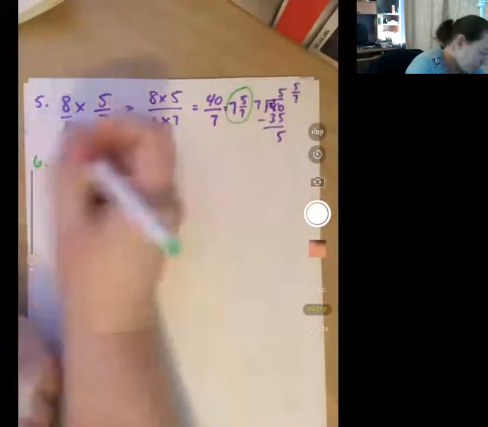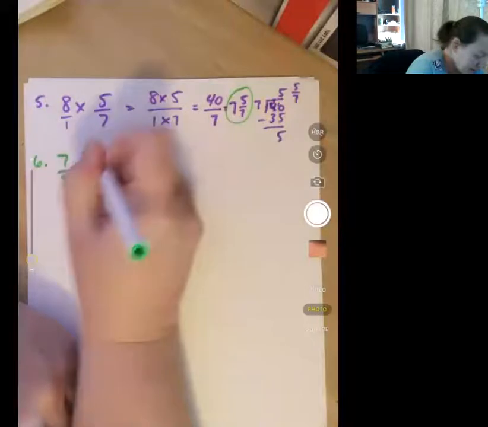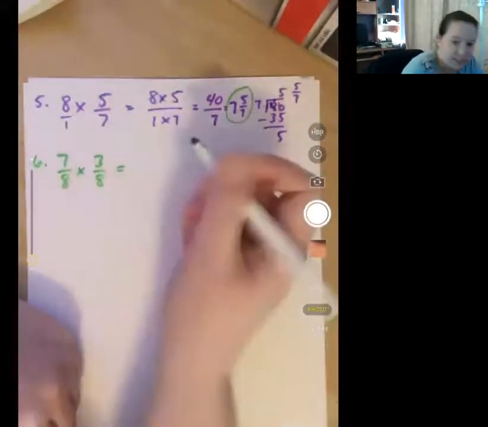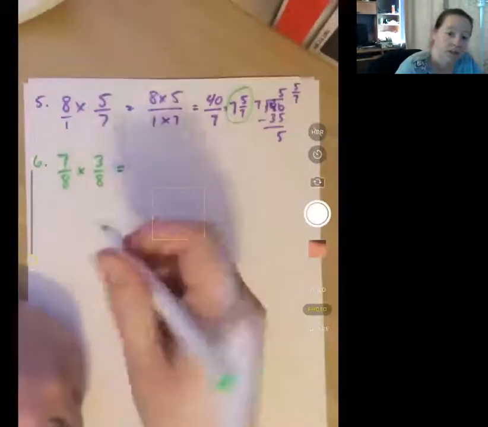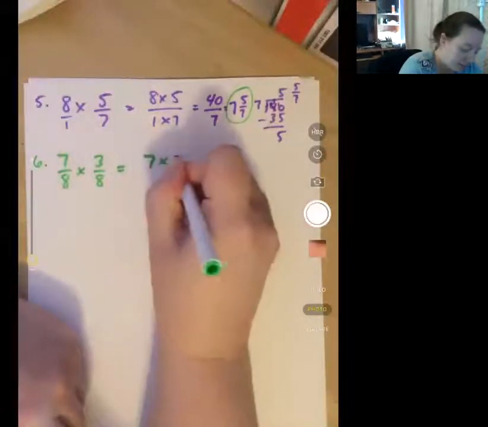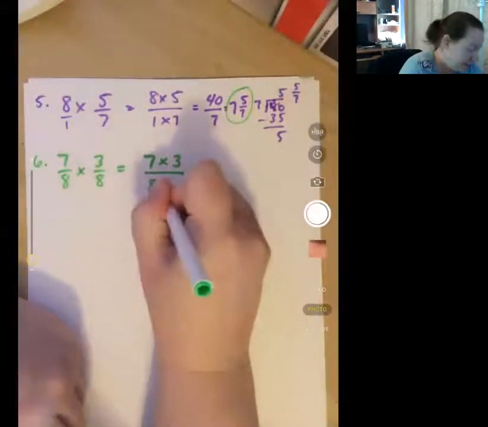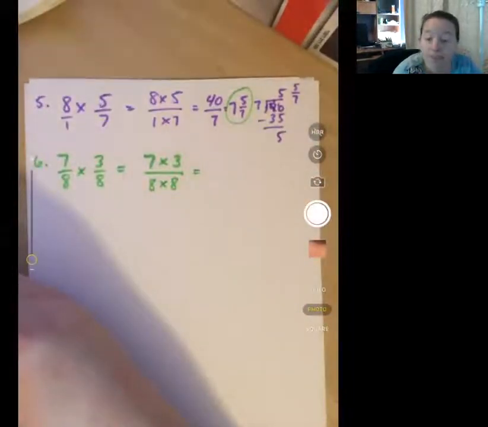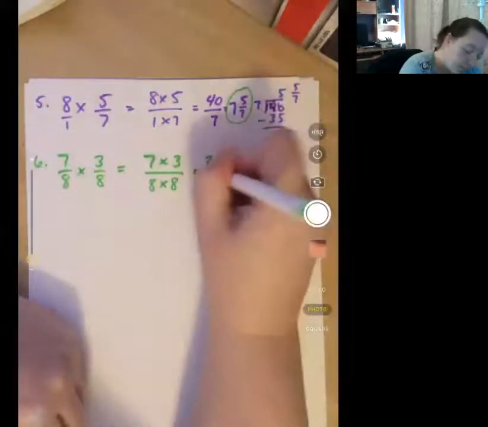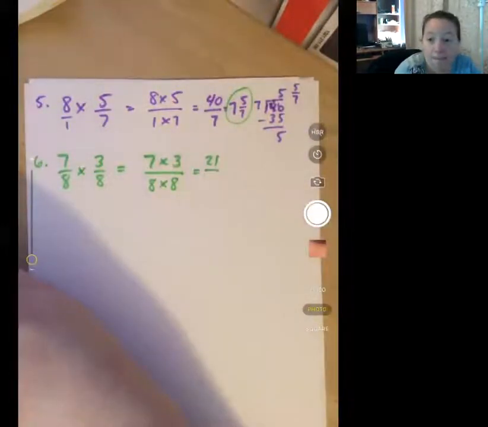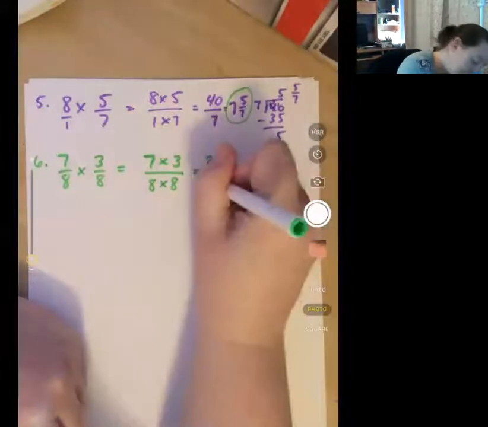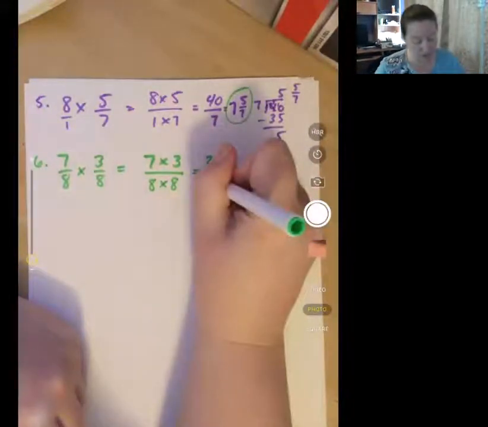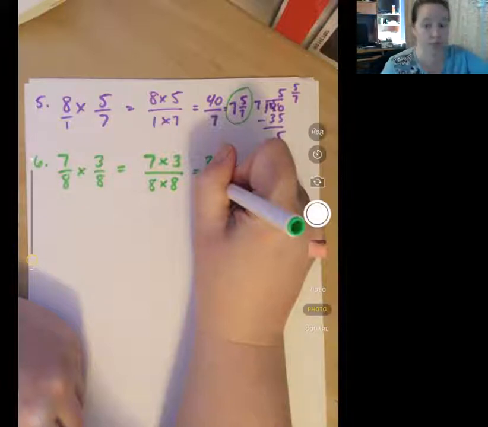Number 6. 7/8 times 3/8 is equal to, so I'm going to go 7 times 3 over 8 times 8, which is 7 times 3 is 21, over 8 times 8, which is 64. And those look like really big numbers, but I cannot take out anything from them.